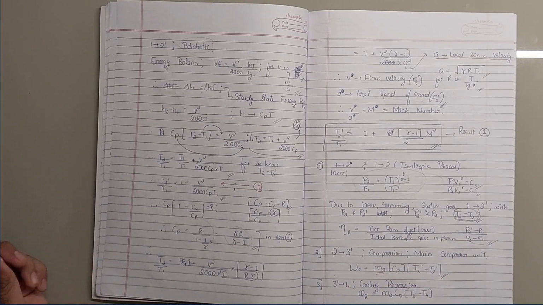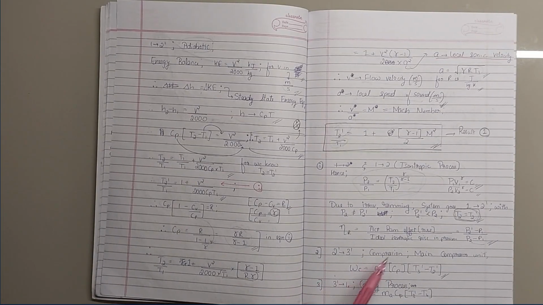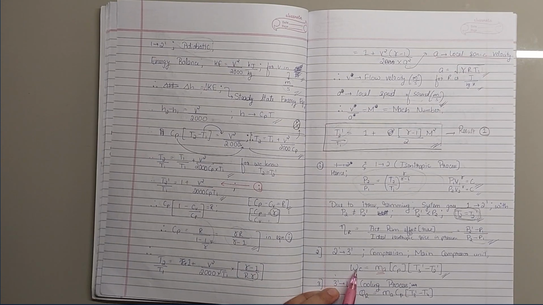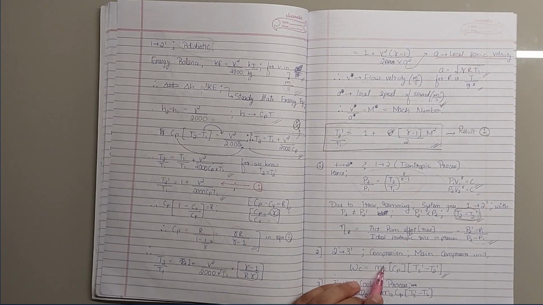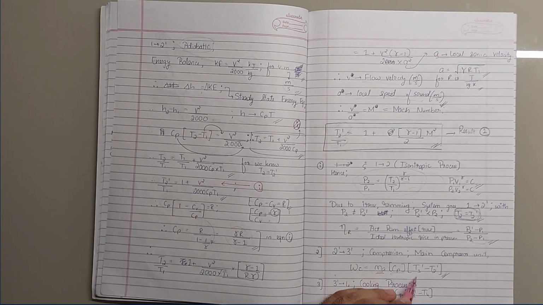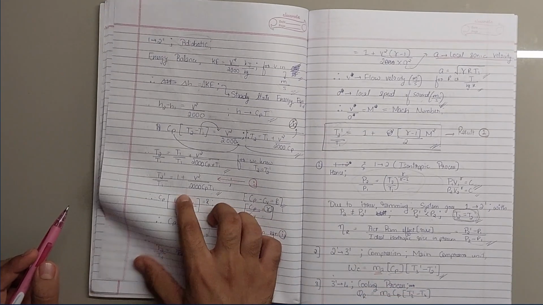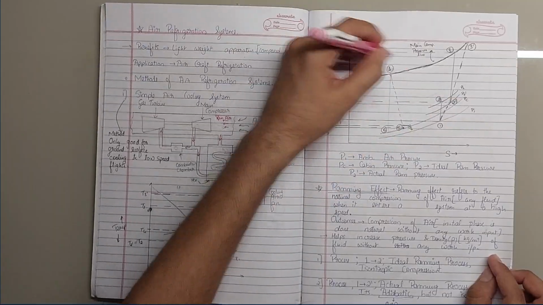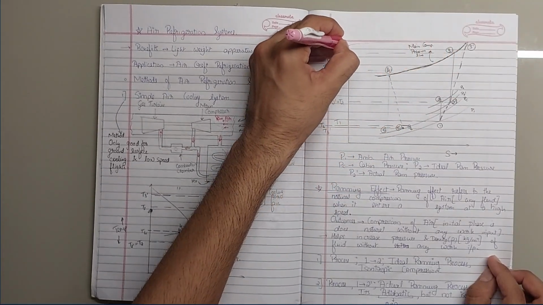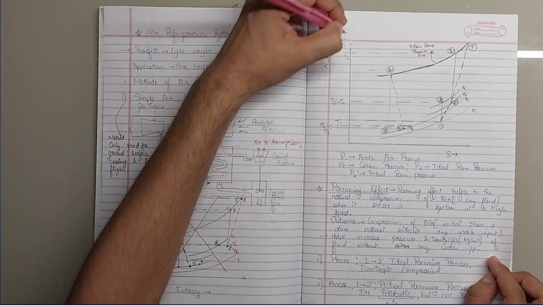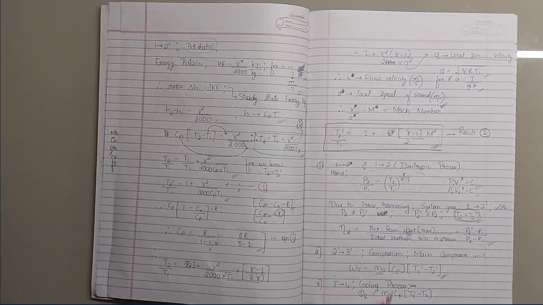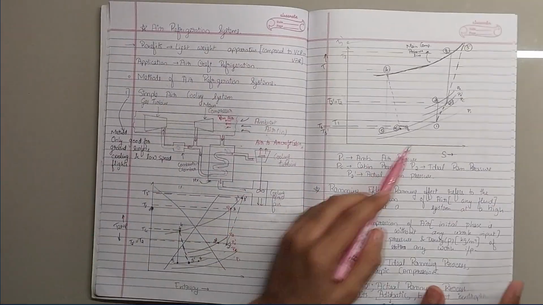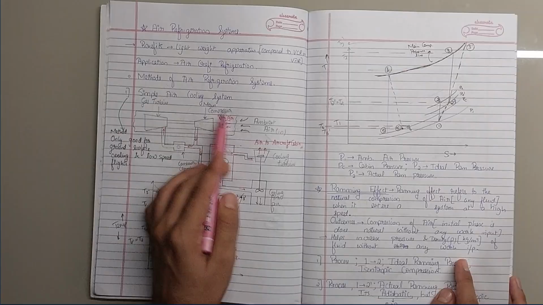Then going for the second process, that is 2 dash to 3 dash, which is the compression process, which takes place in the main compressor unit. It is equal to WC, that is the work done in the compressor, equals MA into CP of the air into (T3 dash minus T2 dash). We can see here it goes from here to here, and both these temperatures are T3 dash and T2 dash, wherein MA is the air that flows through this main compressor.